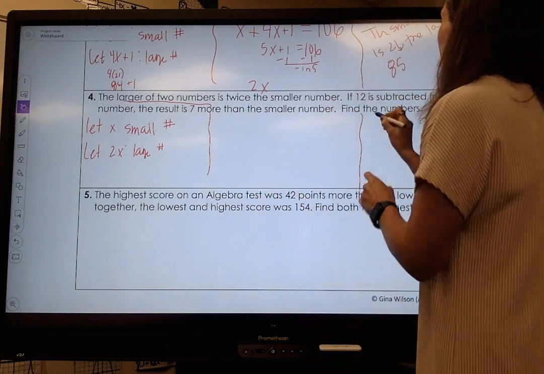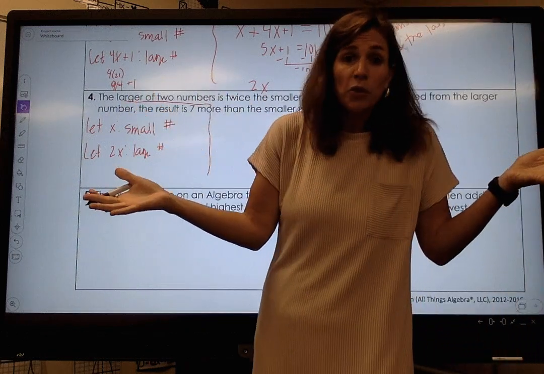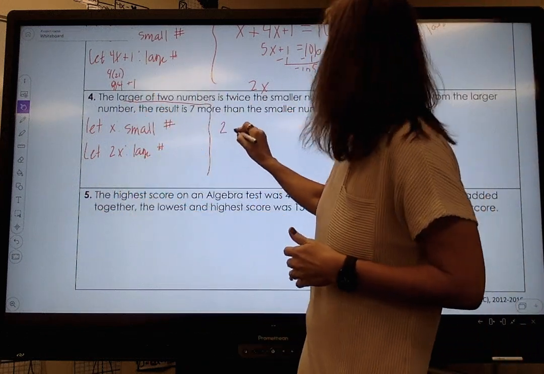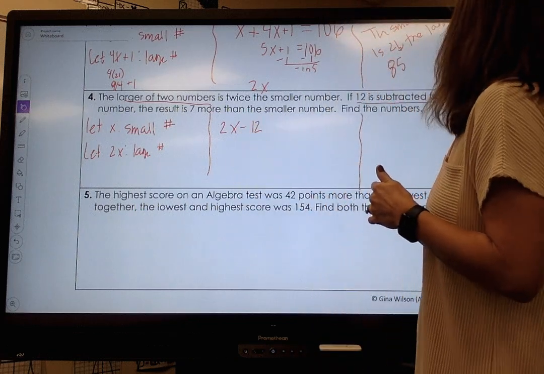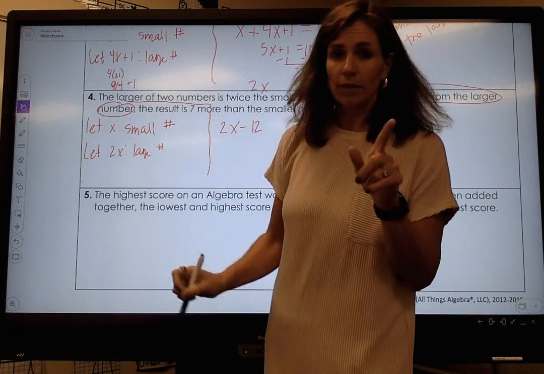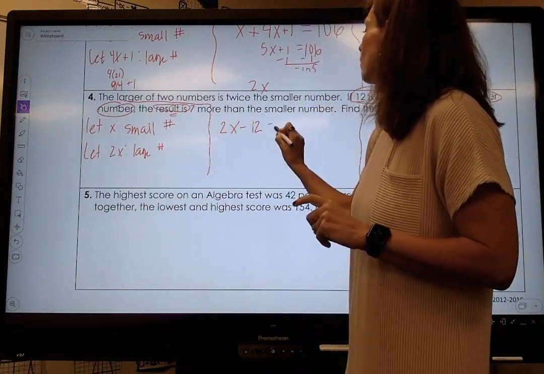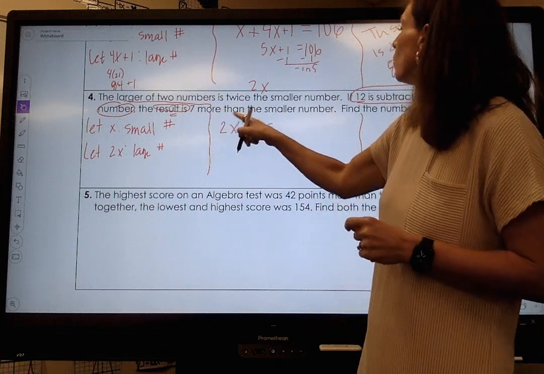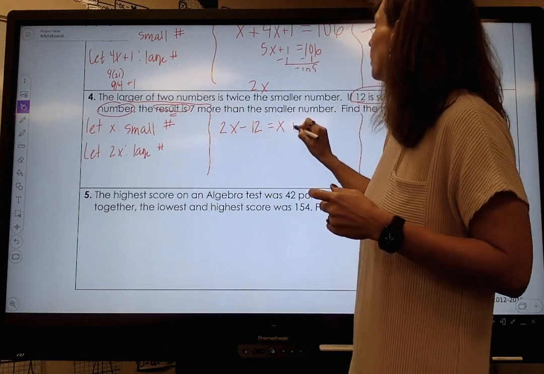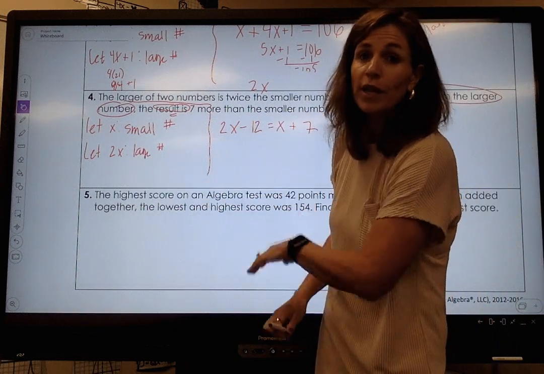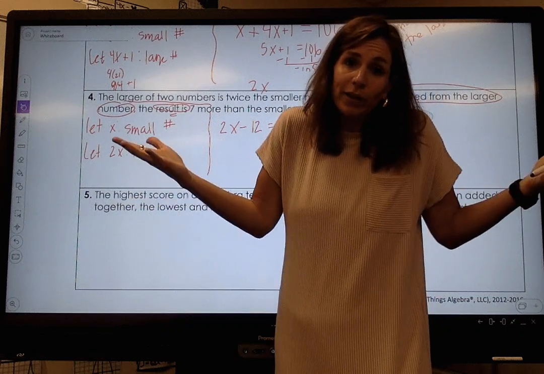So now it says if 12 is subtracted from the larger number, okay? If 12 is subtracted from the larger number, here's my large number. Subtracted from is a turnaround word. So that gives me 12 is subtracted from the larger number, right here. I set it up. The result is, what does that mean in math? It means equals. So the result is 7 more than the smaller number. More than. 7 more than the smaller number. Here's my small number plus 7. That's my equation. I've set up my variables, and then I read and translate what we've been doing all along.